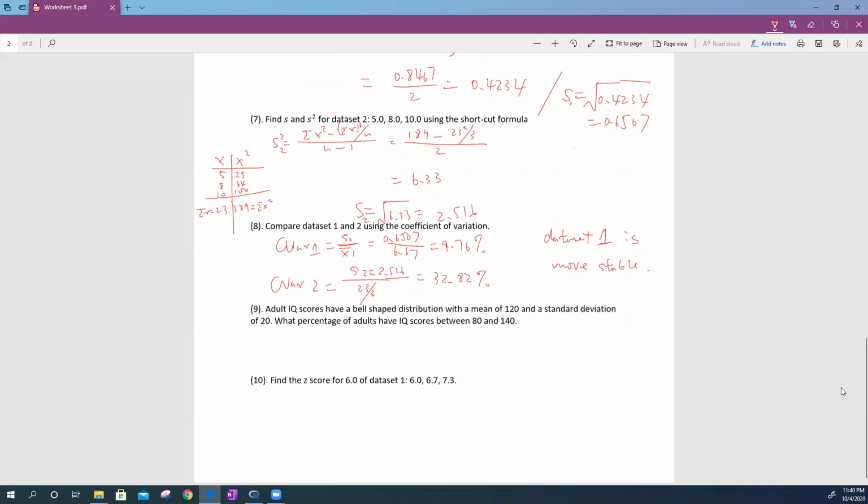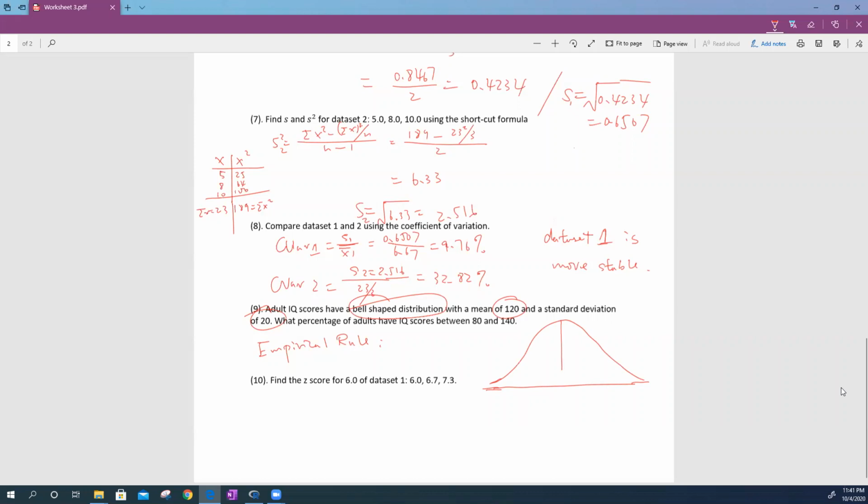And then question number 9. Adult IQ scores have a bell-shaped distribution. So that is important information, with the mean and standard deviation. So what percentage of adults have an IQ score between 80 and 140? So from the bell-shaped distribution, we know we want to use the empirical rule. Then we have a bell-shaped partition of the areas, or because the areas represent the probability, that's a partition of the probability. Then we can know what percentage of adults have an IQ score between certain numbers.